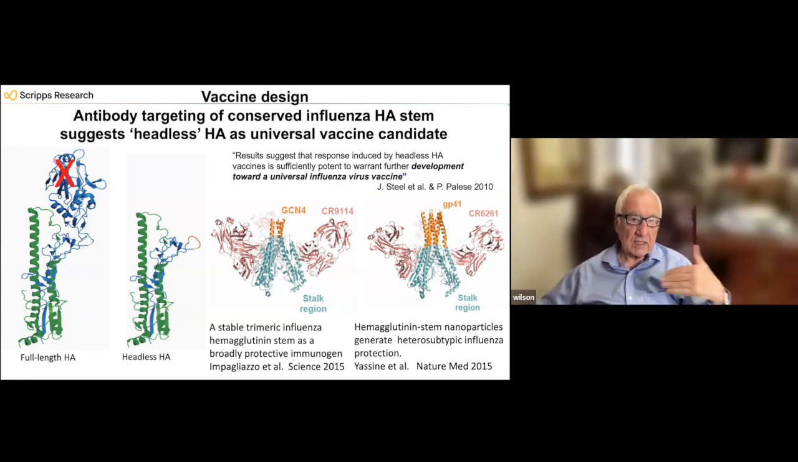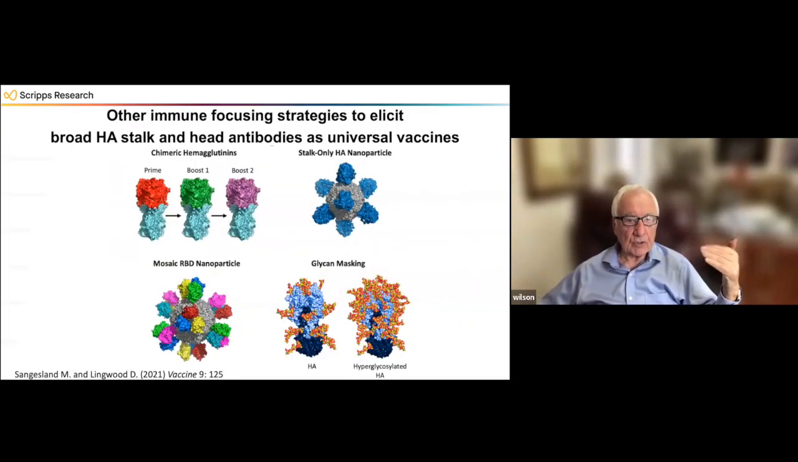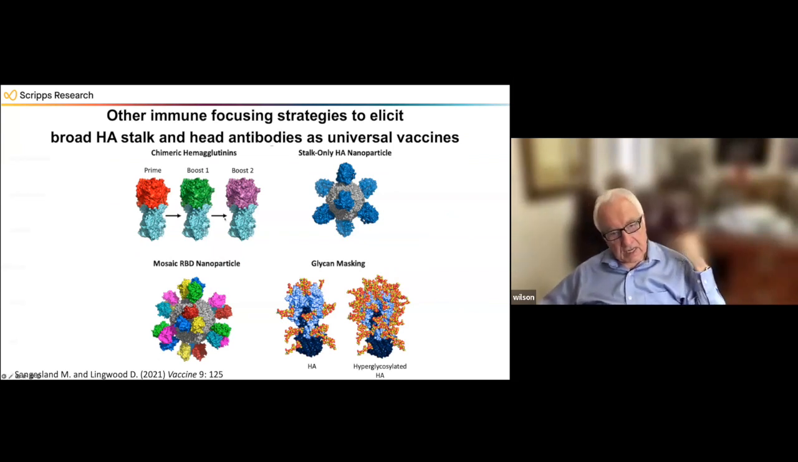So since then, there's been other ways of thinking of doing that. So, for example, you could actually take these headless HAs, as we saw previously, and put it on a nanoparticle. So when you increase the density there, you actually tend to increase the immunogenicity, and the immune system responds better by putting more of them on a particle.